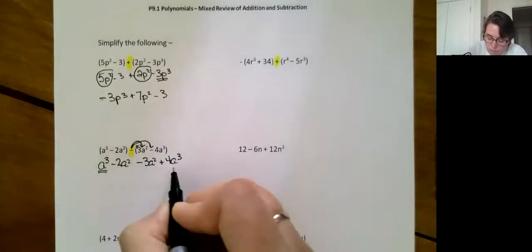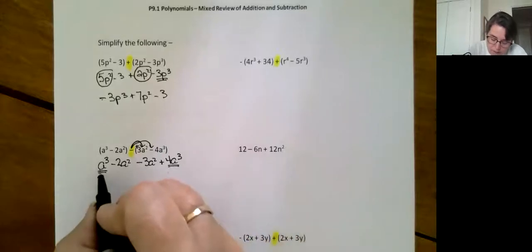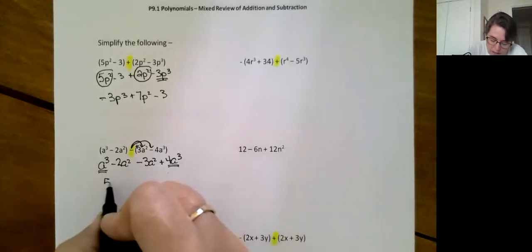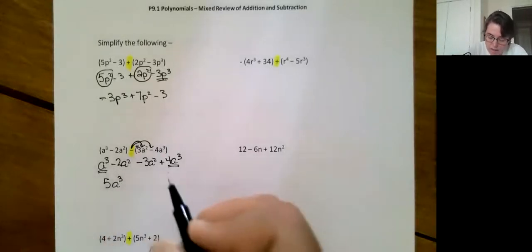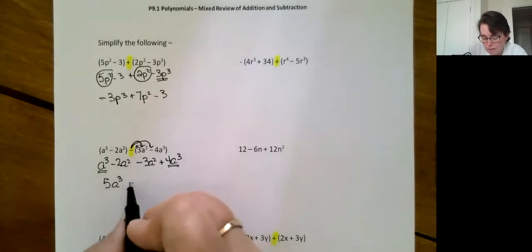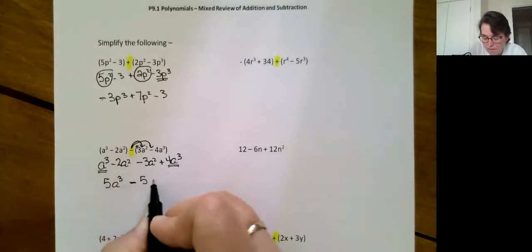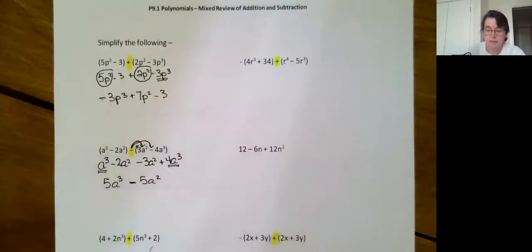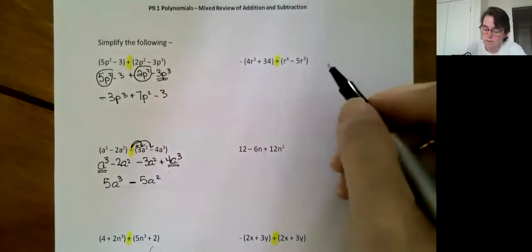Now I've got an a cubed and a cubed over there. So a cubed plus 4a cubed is 5a cubed. And minus 2a squared and minus 3a squared, put those together, you're going to get minus 5a squared. Ta-da! All right, let's do these ones over here.